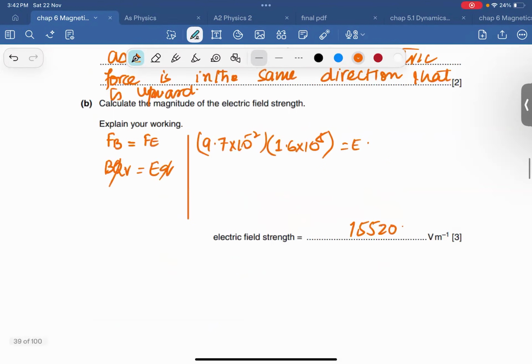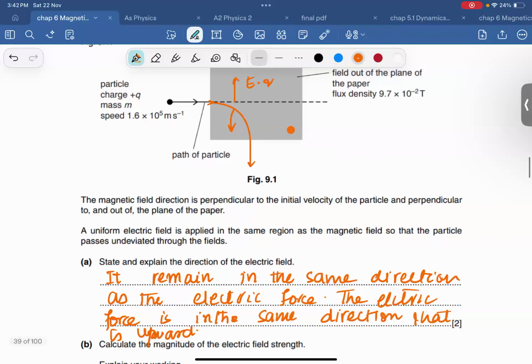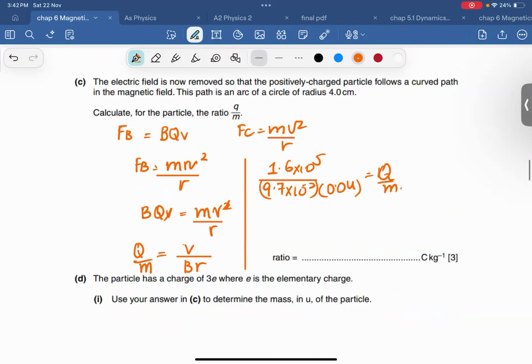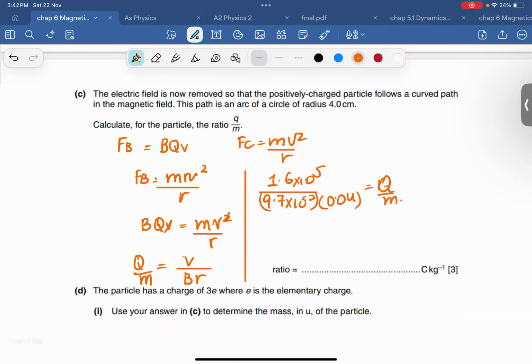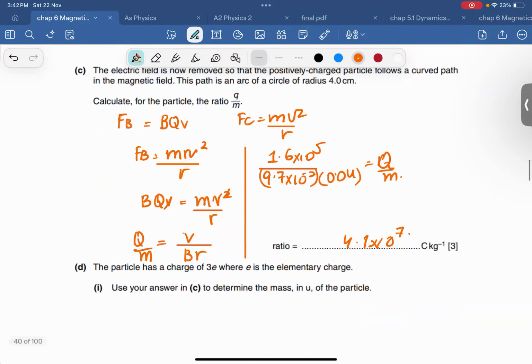4.1 into 10 to the power 7. 4.1, okay, exponent 7. Correct. Please move on.